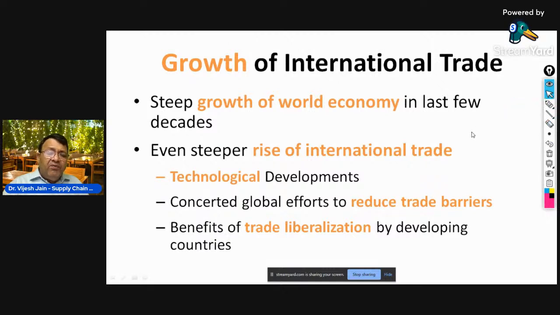And in fact, if we look around in our day-to-day activities, we see major changes in the type of products which we use and the origins of those products. So when you go to the market, you see goods of all sorts coming from Vietnam, Sri Lanka, China, Cambodia, Malaysia, Indonesia, and even from Western countries. So that is what is happening.